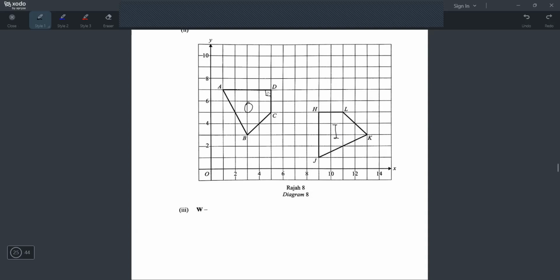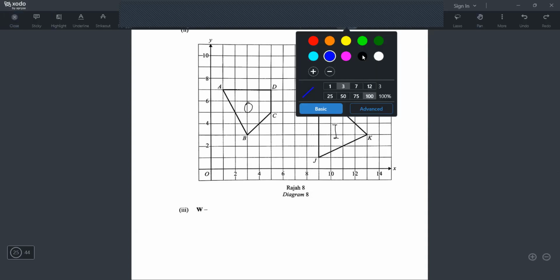If you look at this, the 90 degree is here, but then suddenly the 90 degree becomes here already. So definitely the orientation has changed. So it's either reflect or rotate. If you're not sure whether it's reflect or rotate, you will use this method where you draw lines.